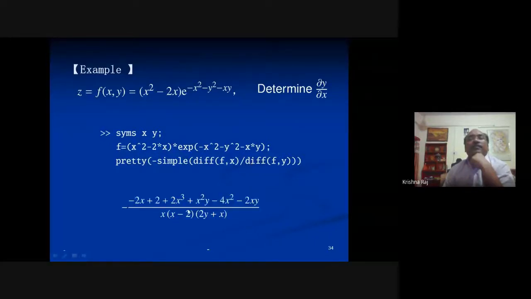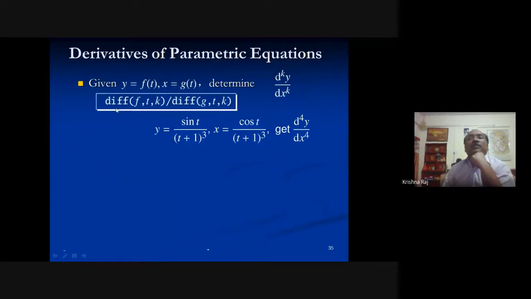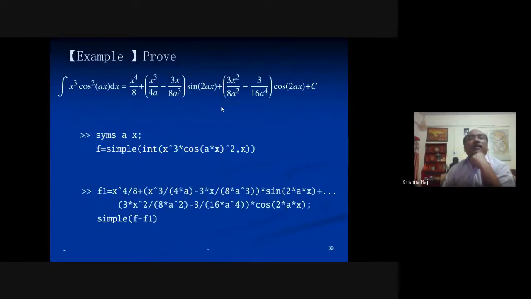This is the result. For the derivative of the parametric equation, we will use the differentiation of f, t and k, which are described here. That is, the kth derivative has to be considered. Very simple command. So these are the commands which will be utilized in order to solve differentiation and integration.